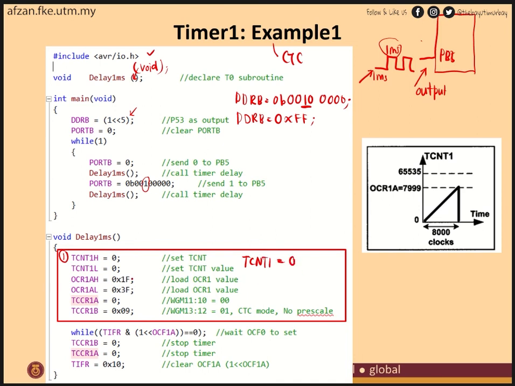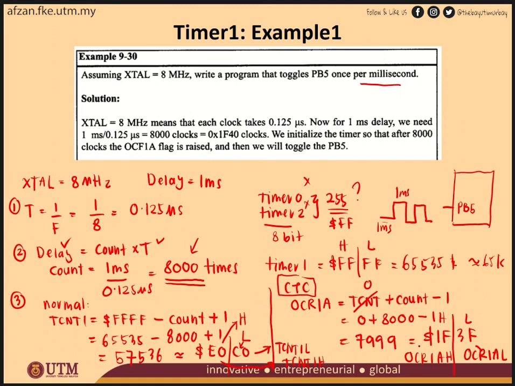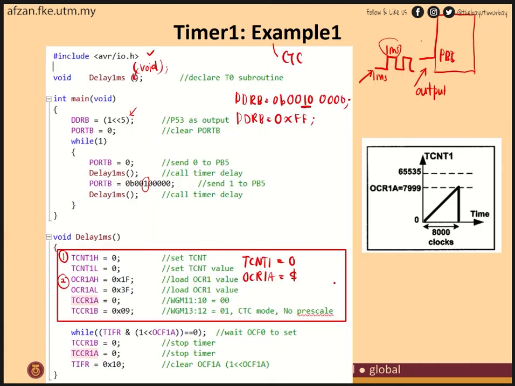Okay, when you initialize your TCNT1 equal to 0, both high and low byte because it's a 16-bit number. Next, you're going to load your OCR value based on your calculation. Since we're using OCR1A, just now we calculated the OCR value. What is the OCR value just now? 1F3F.